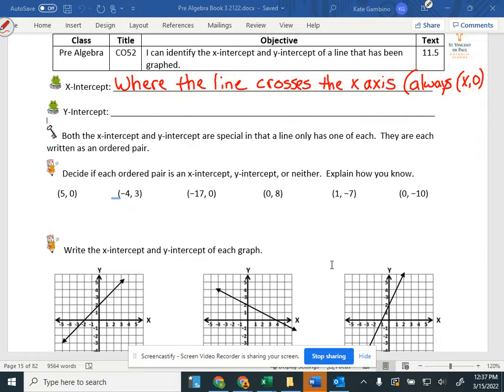Any guesses as to what the y-intercept is? Same thing. So it's where the line crosses the y-axis. And what coordinate do you think it will always be? What do you think, Maddie? I think it will always be 0, 1. Yeah, that x will always be at a 0, and then we'll have our y. So if the x is always at the 0, it'll be on the line.